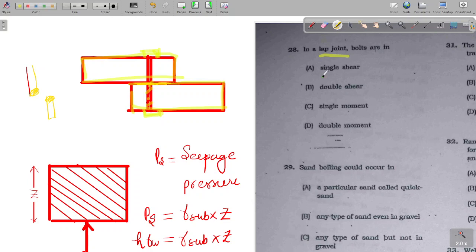So in the lap joint we can see there is only one shear plane, so the bolts are in single shear. Here there is also a moment. If the lap joint is an eccentric connection, there is a moment also, but we do not consider it for design. We just take the one shear plane to design this connection. So this is a drawback of a lap joint.